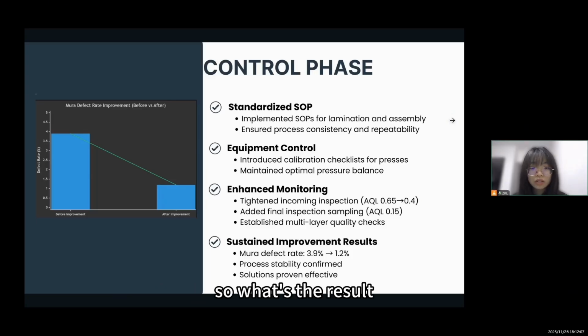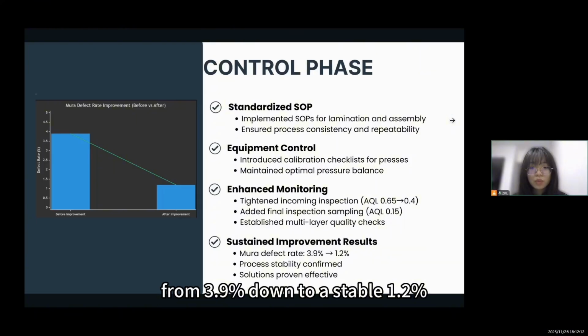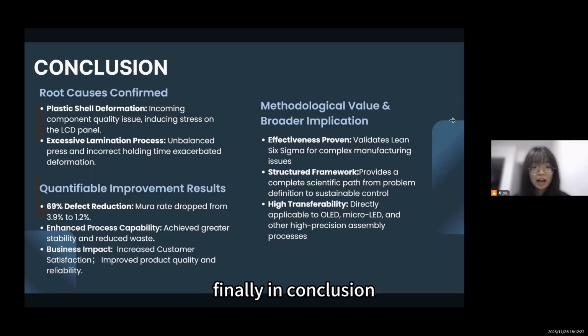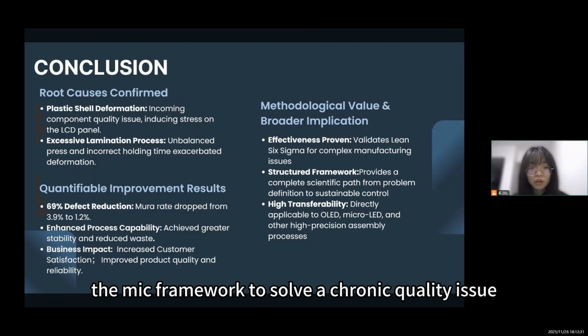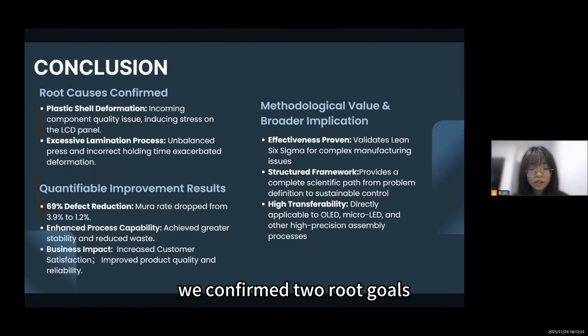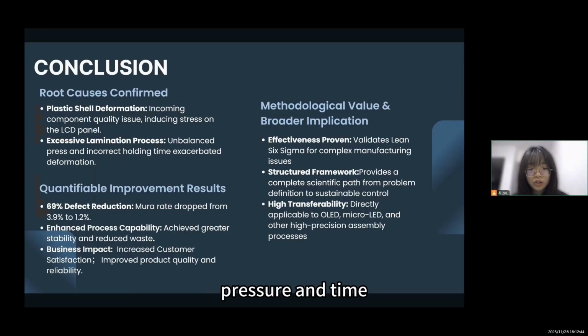So what's the result? A sustained and significant drop in the Mura defect rate, from 3.9% down to a stable 1.2%. This proves our solutions are effective for the long term. Finally, in conclusion, the project successfully applied the Lean Six Sigma DMAIC framework to solve a chronic quality issue. We confirmed 2 root causes. The first one is plastic shell deformation from the suppliers. The second one is excessive lamination pressure and time.